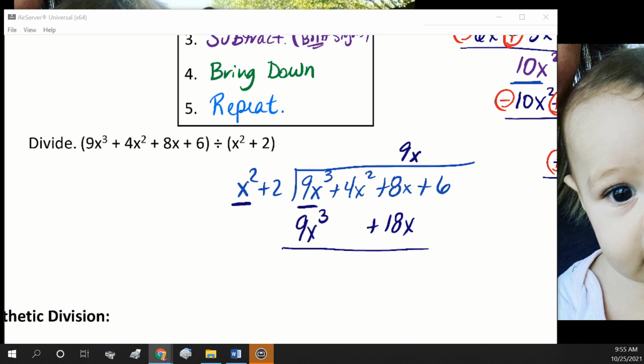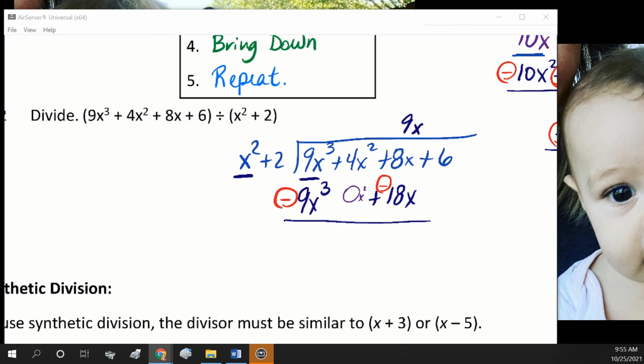Right, so when we subtract, we're going to change both signs. Okay, so we can think of there being like a 0 right there, or a 0x squared. So when I do 4x squared minus 0x squared, that is going to give us 4x squared. Right, and then 8x minus 18x is negative 10x. And then we need to bring down the 6. And then we'll do it again.